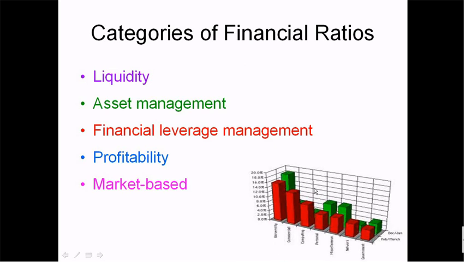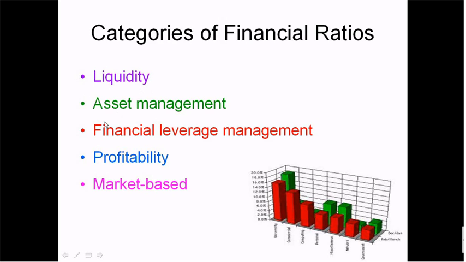Okay, so the different categories of financial ratios, we have 5 different categories. We have liquidity. You have learned this term in chapter 2, right? Liquidity: how easily and how quickly your assets can be converted into cash without a significant loss in value. Okay, so later on we may have to learn how to calculate ratios related to liquidity.